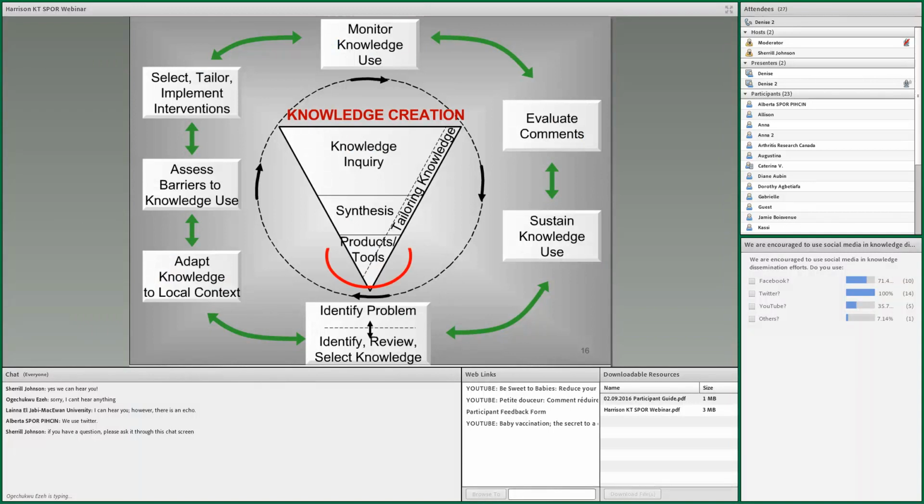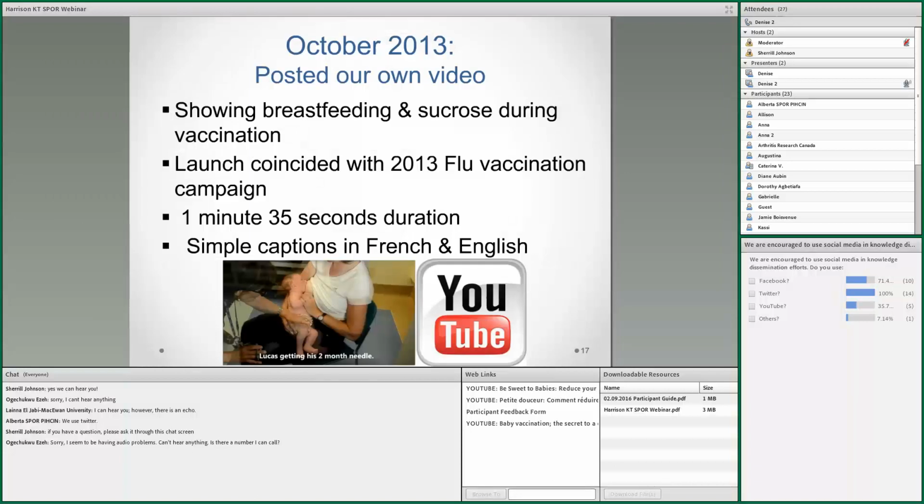So we really used that evidence and then decided to develop products and tools targeted at parents of children, because as I said at the start, there are a lot of studies that have tried to impact the use of these strategies targeted at healthcare providers.